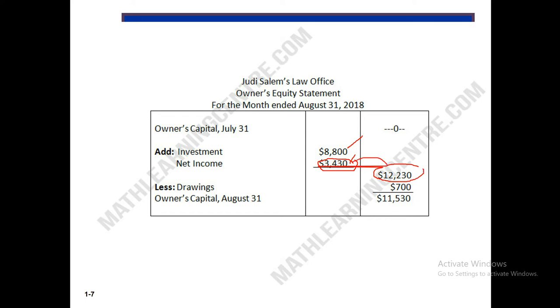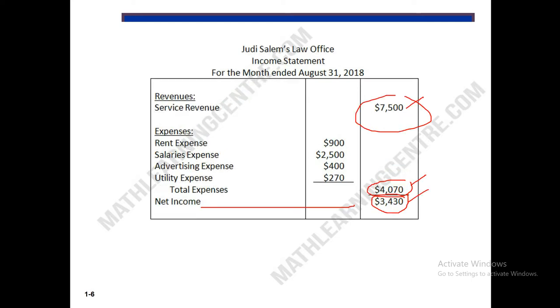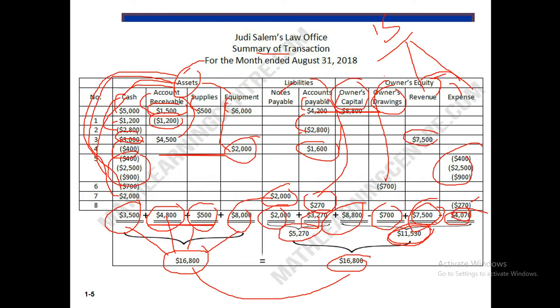So here drawings, we know that we have drawing 700. So owner's capital, actually this is 11,530. This is owner's closing capital. We can see here, this is owner's closing capital, 11,530. Okay. So finally, we need to prepare the balance sheet.